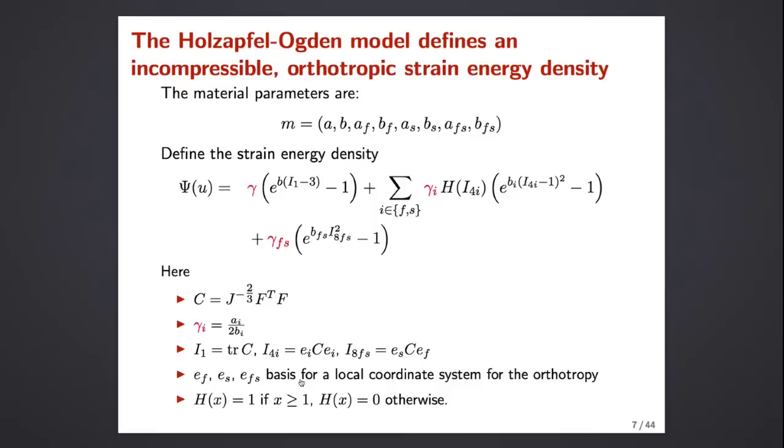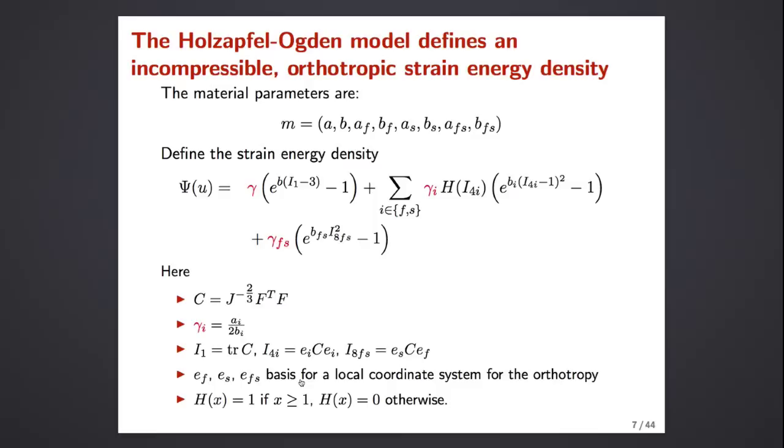That's C. So C is given by this expression here, so it will be the determinant of F to the power minus two thirds times F transpose F, so it will be a tensor. And remember that u comes into F here. So u comes in here, gets multiplied a couple of times. You take the trace of it, or you take certain components of it, where ef, es and efs define the basis vectors for a local coordinate system. And then you take an exponent of it. H here is a Heaviside function, or a step function.